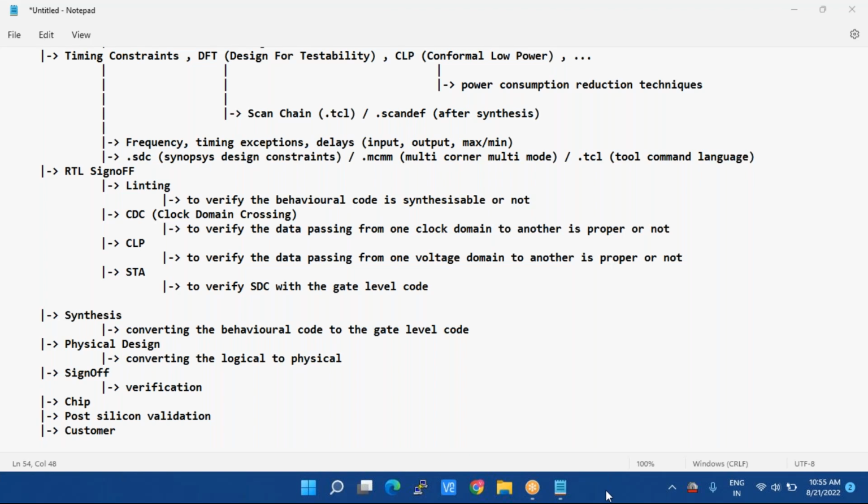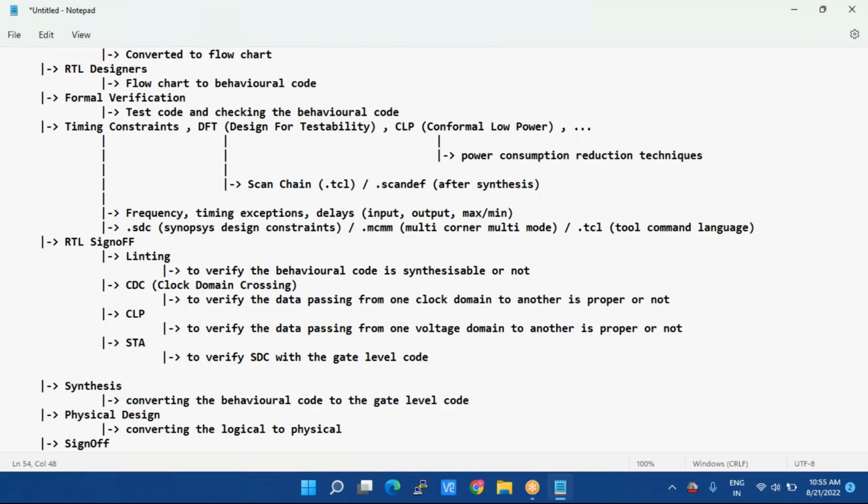I'll come to that. I'll suggest which one is good, which one is difficult. So DFT plays a part in all these stages. Initially, the DFT will be in the part of front end, and also the checks will be done after your synthesis and also after your physical design. So it also plays in all the tasks. So timing constraints, DFT, CLP, functional verification, all that will be checked at each and every stage.